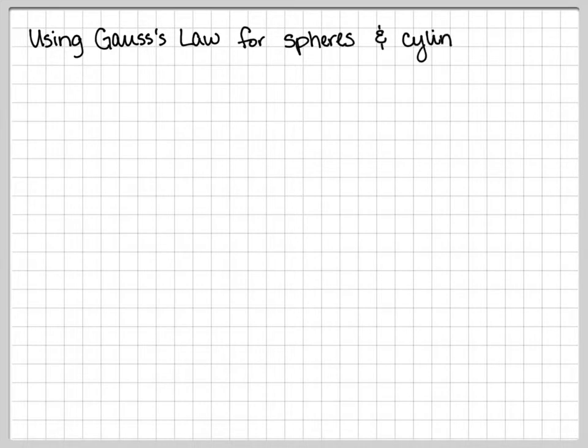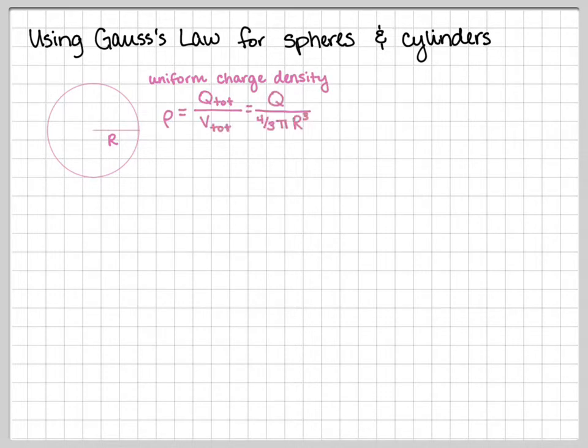Hello, hello. I'm going to talk about Gauss's law with two of our favorite charged three-dimensional shapes, spheres and cylinders. We will start off with a sphere of uniform charge density. So it's got a volume density, total charge over total volume, that is that expression right there. That is all well and good.